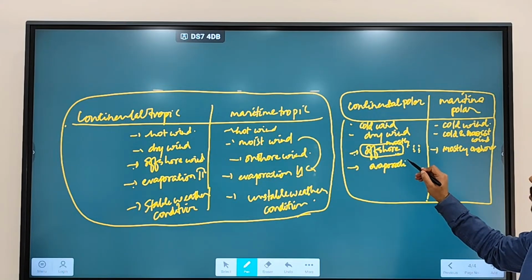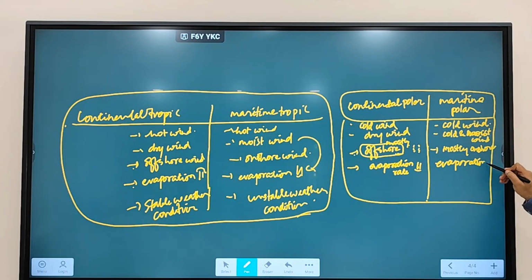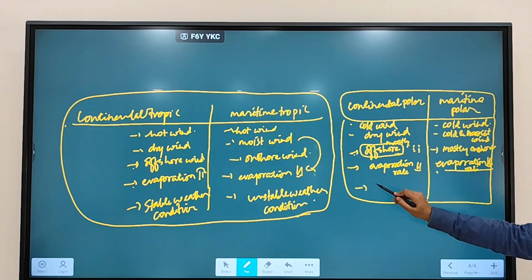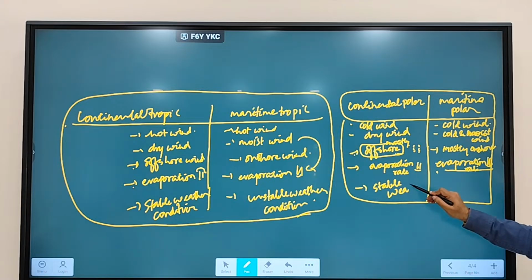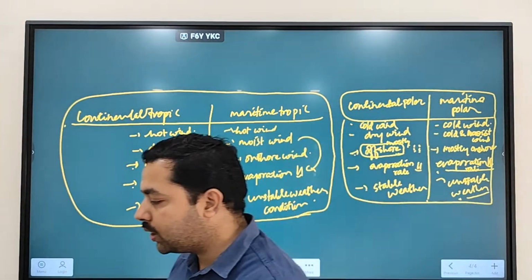So that's why the evaporation rate is going to be lower in both cases. It is much lower in the case of maritime, and slightly lower in the case of continental polar, because continental polar has no moisture while maritime has more moisture. So here the evaporation rate is further lower. Clear? Now, continental polar will create a stable weather condition, while maritime polar is going to create an unstable weather condition. Fine. So this is the characteristic you have to keep in mind with regard to continental polar and maritime polar.